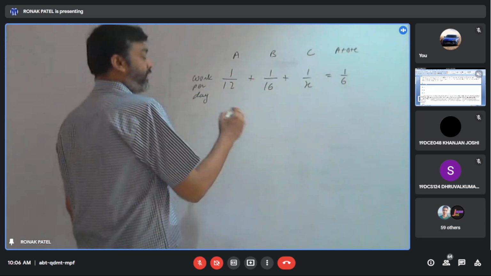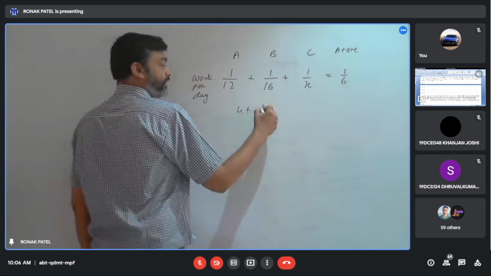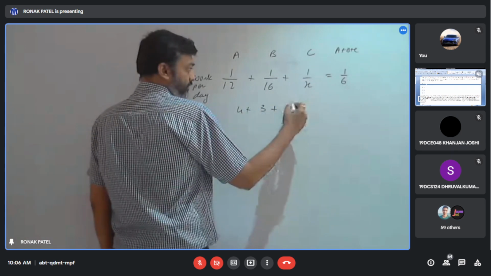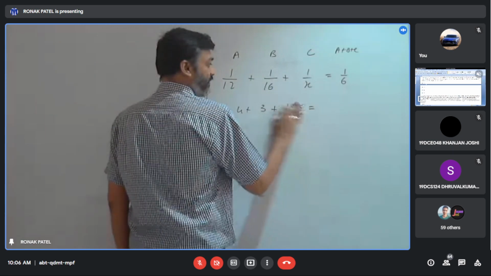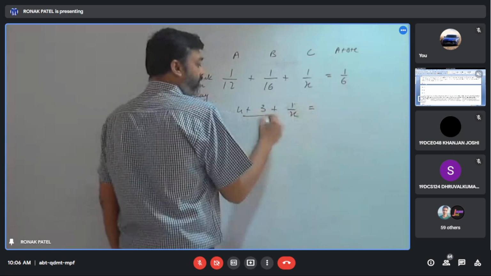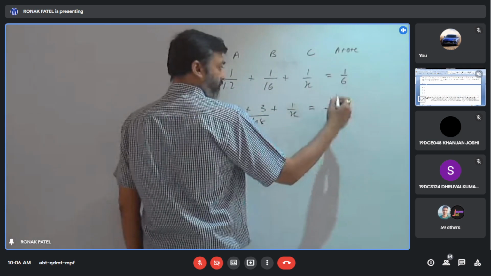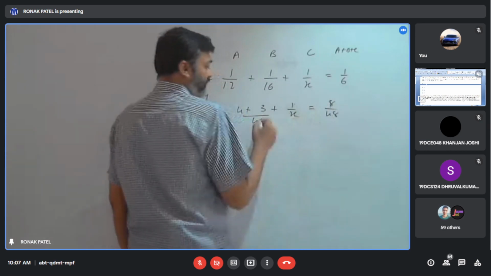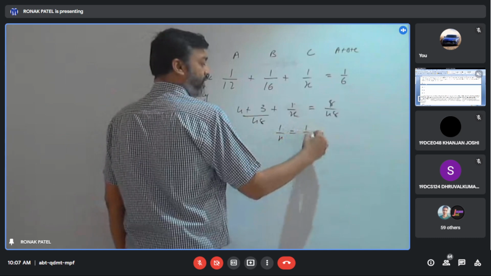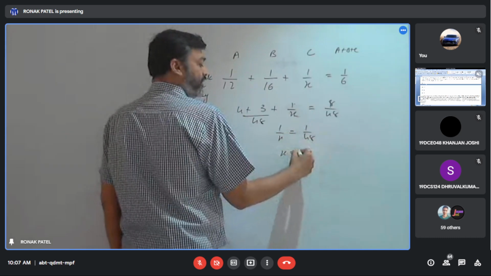Hope you can find that 48 is the LCM. So 1/12 plus 1/16 plus 1/x equals 1/6, which gives 4/48 plus 3/48 plus 1/x equals 8/48. So 1/x equals 1/48, so x equals 48 days.